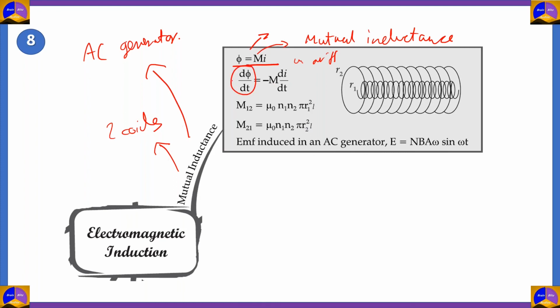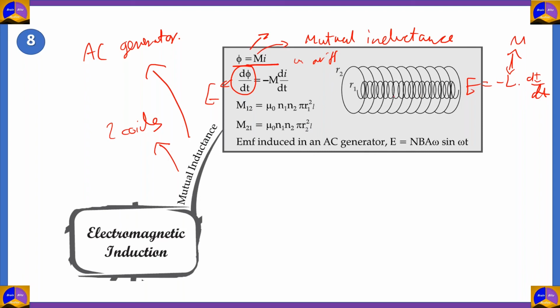And what is d phi by dt? That is EMF. So the EMF is equal to minus M dot dI by dt. Again, very similar to the earlier formula, E is equal to minus L dot dI by dt. Here it's just that the inductance gets changed from L to M because of the way it's getting inducted. Here it's mutual, while in the last case it was self.